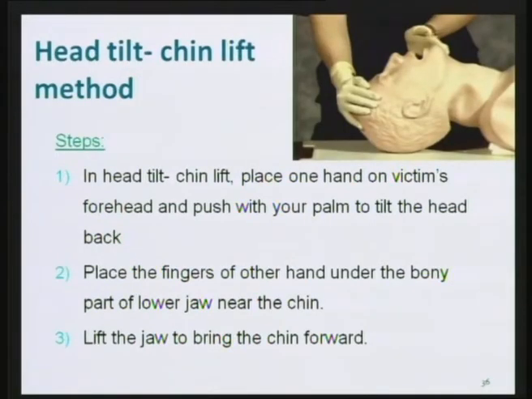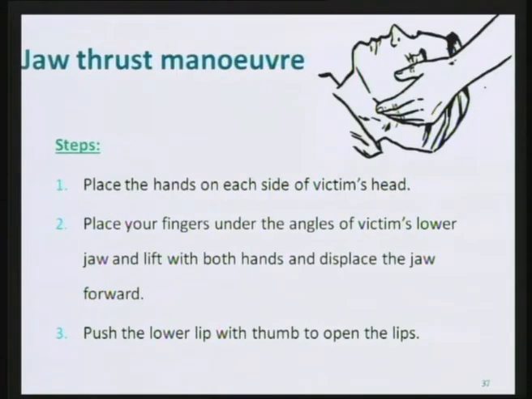In head tilt and chin lift, we place one hand on the patient's forehead and push with the palm to tilt the head back. So the head is tilted back and the jaw is pushed upward, and lift the jaw to bring the chin forward. In jaw thrust, we don't have to do the head tilting.